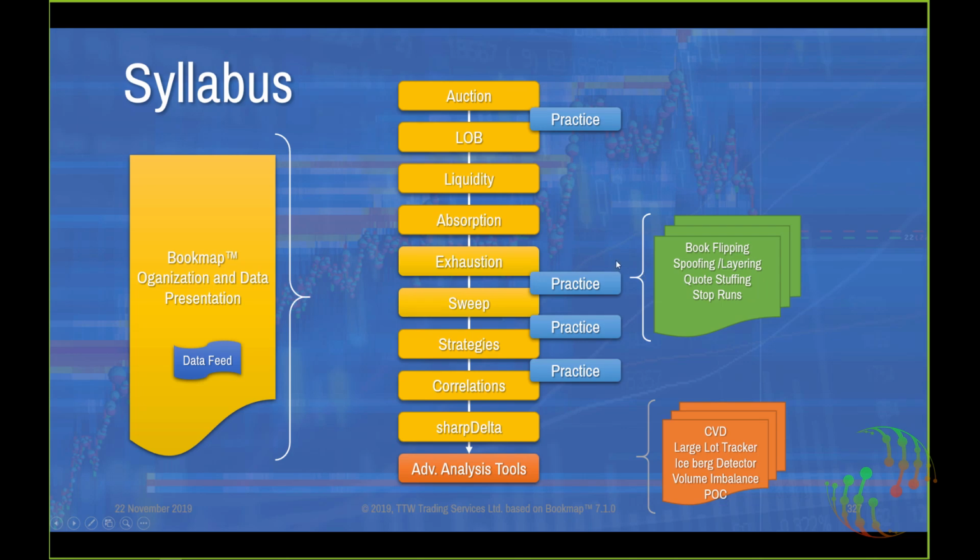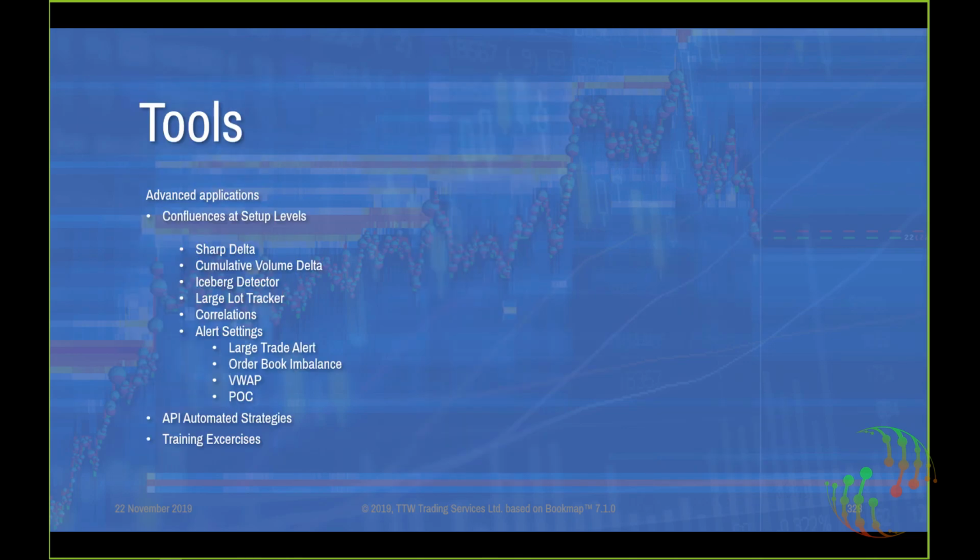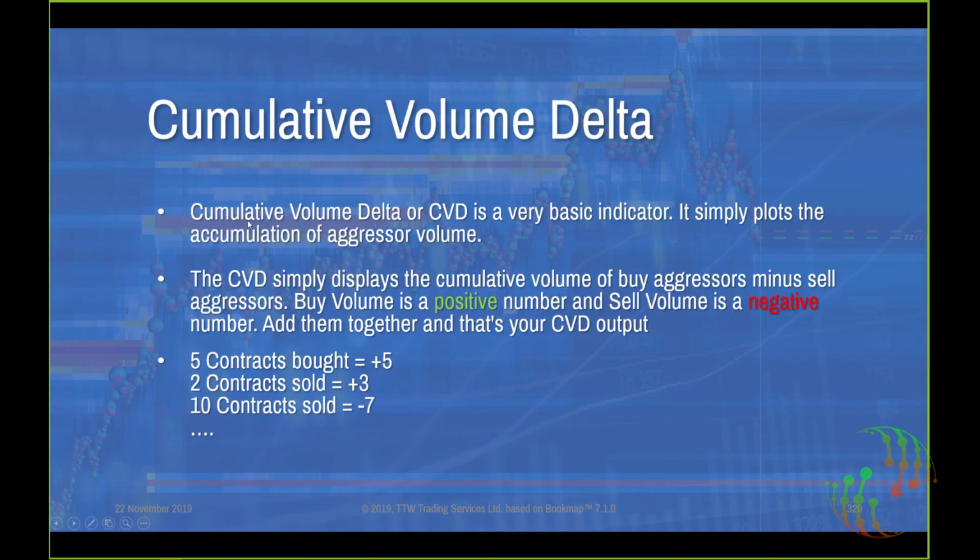Let's talk about Bookmap and its advanced applications, which could help you to understand better what the market is doing. Cumulative volume data we talked about, iceberg detector, large lot tracker, correlations, alert settings, APIs. The CVD is a very basic indicator. It simply plots the accumulation of aggressor volume. The CVD displays the cumulative volume of buy aggressors minus sell aggressors. Buy volume is a positive number and sell volume is a negative number. Add them together and that's your CVD output.